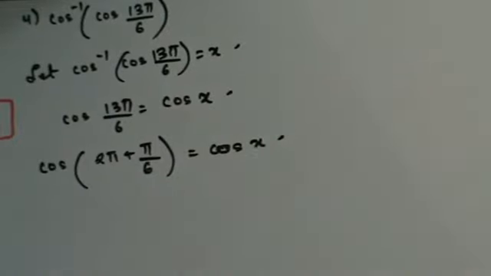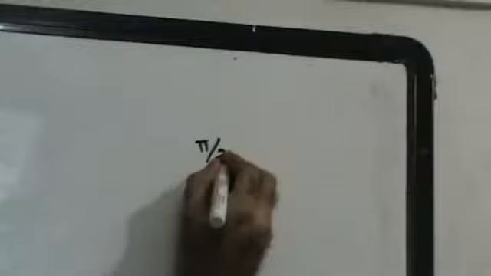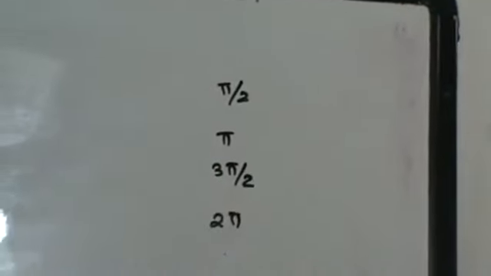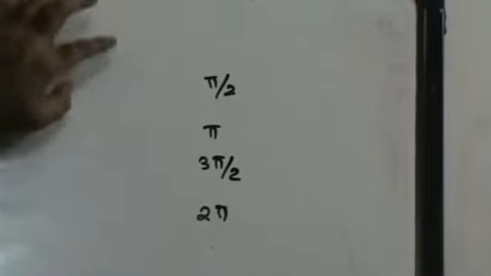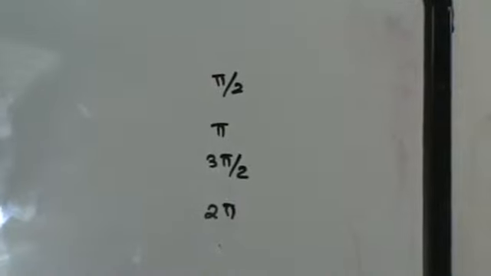Cos 13 pi by 6. See guys, 6 2's are 12 plus 1, 13. So 13 pi by 6 can be written as 2 pi plus pi by 6. Question: how do we know how we will reduce it? For reducing a given angle, there are only four methods you can use. Either you add or subtract with pi by 2, pi, 3 pi by 2 or 2 pi. Whatever is the given angle, add or subtract something to get the given angle. Like in this case, I used 2 pi, 2 pi plus theta.